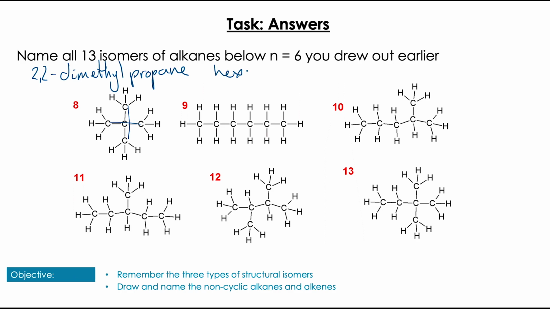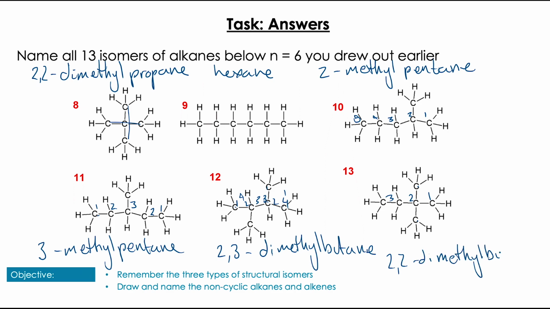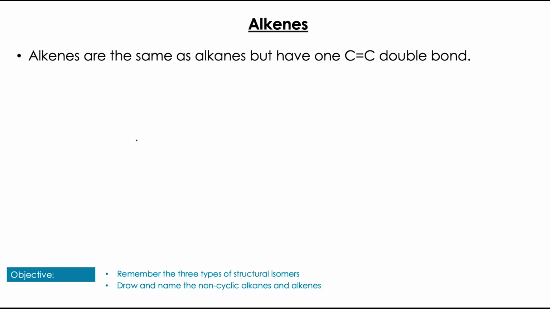Number 9, we just have 6, so it's just a regular hexane. Moving a methyl group, labeling from the right to left, we get 2-methyl pentane. And then we can move that methyl group along. Doesn't matter how we number the chain on this one, we get 3-methyl pentane either way. If we took that molecule and then put a methyl group not on the same carbon, wouldn't matter how we label the parent chain, we get 2,3-dimethyl butane for number 12. And if we put them both on the same carbon and label the parent chain, we get 2,2-dimethyl butane.